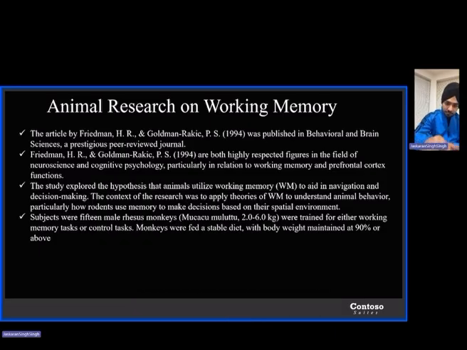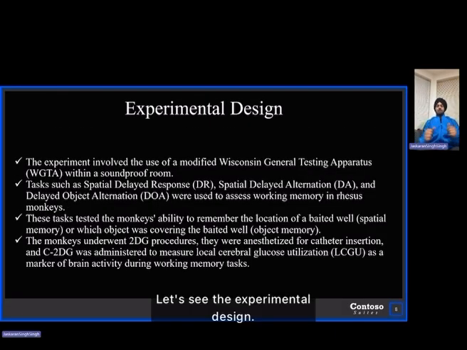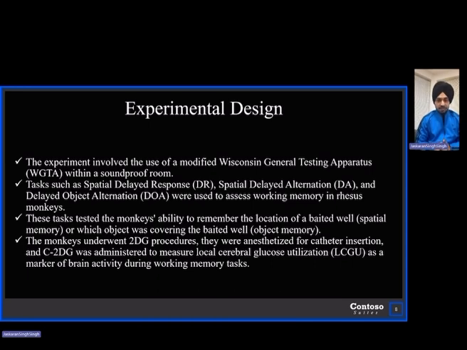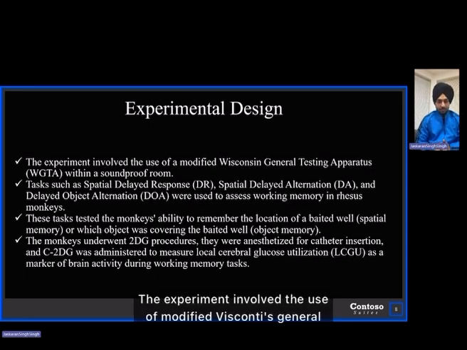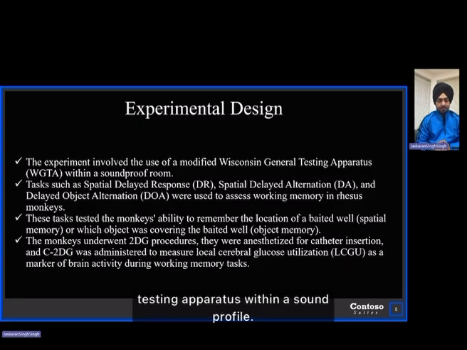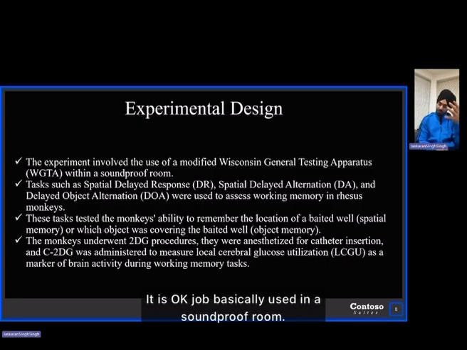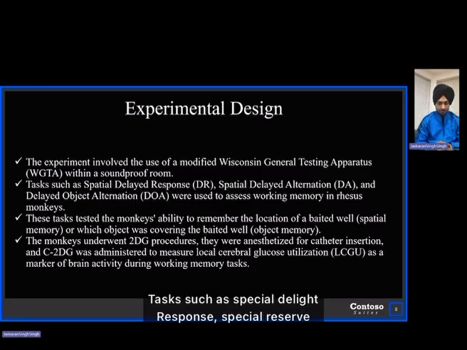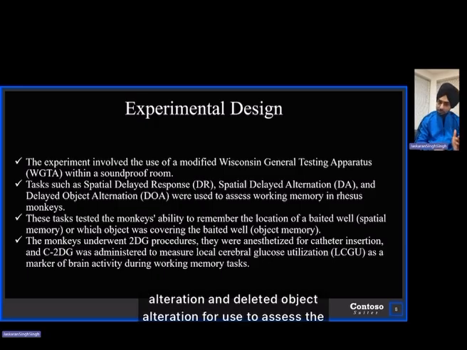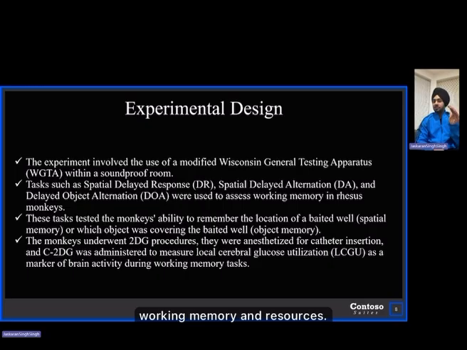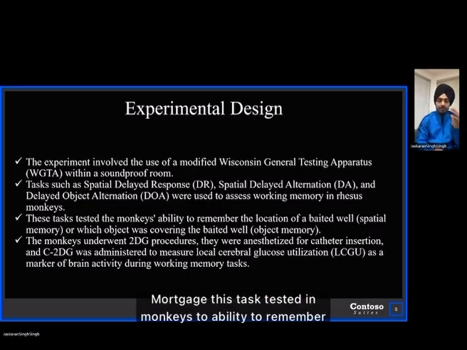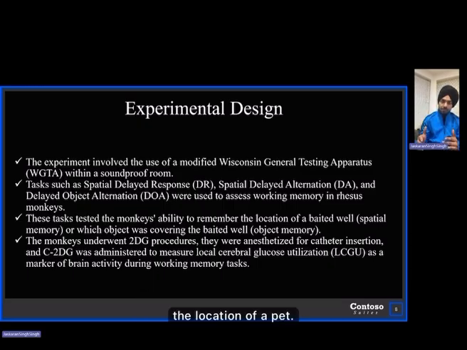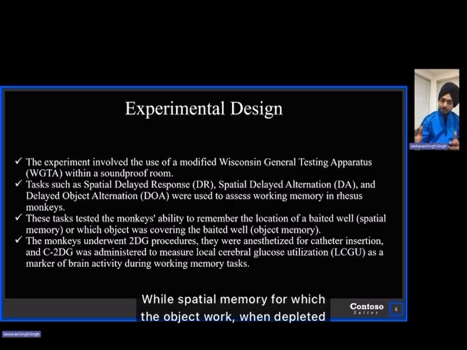Next is the experimental design. The experiment involved the use of a modified Wisconsin General Testing Apparatus within a soundproof room. Tasks such as spatial delayed response, spatial alternation, and delayed object alternation were used to assess the working memory of the monkeys. These tasks tested the monkeys' ability to remember the location of a baited well, which is spatial memory, or which object was covering the baited well.